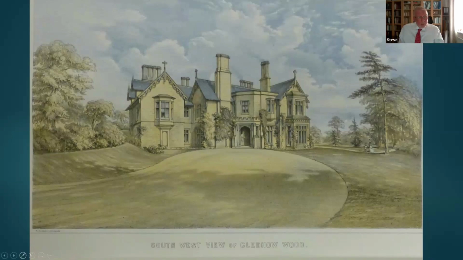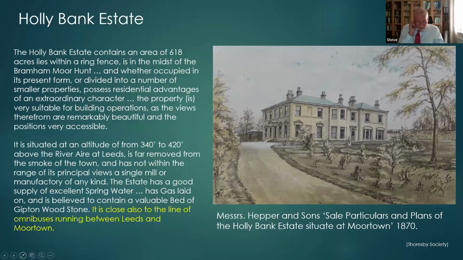But what about Moortown? Well, even more remarkable here. In Moortown, Edwin Simpson, a prosperous wool merchant, bought 618 acres. And he seized the chance to build this fine house called Holly Bank. Later it was known as Donisthorpe Hall, as his new residence. And within the sale particulars of Messrs. Hepper and Son is the future of Chapel Allerton encapsulated.